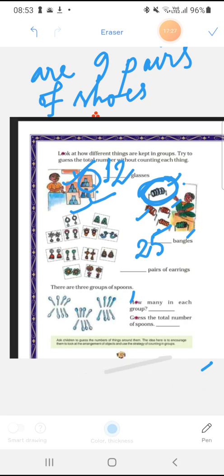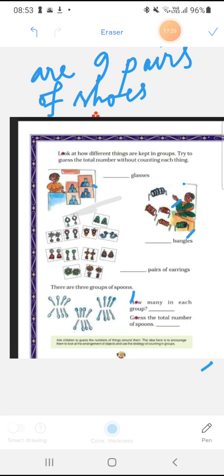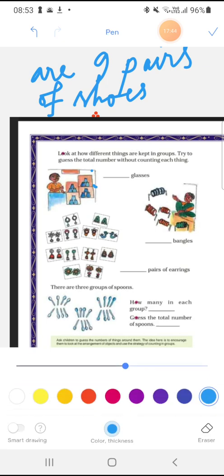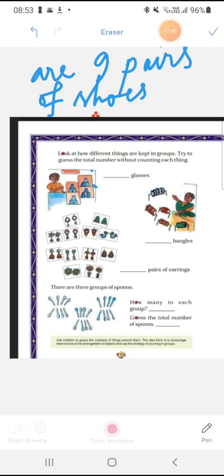So how did we find out all? How to find it in an easier way? What we have to do is count the groups. First you count in one group how many are there. Our first work is to find in one group how many are there.